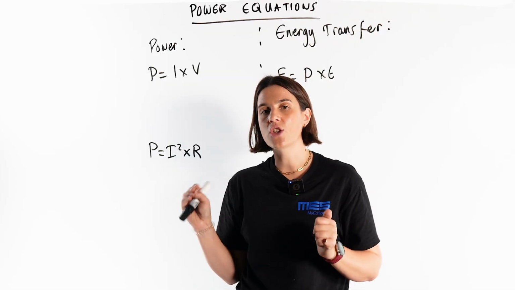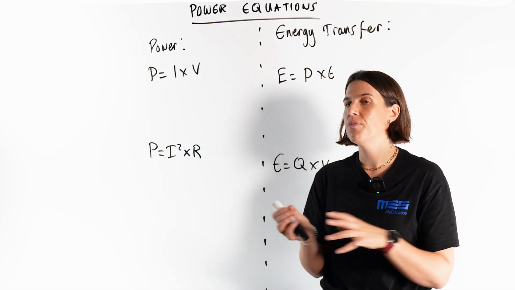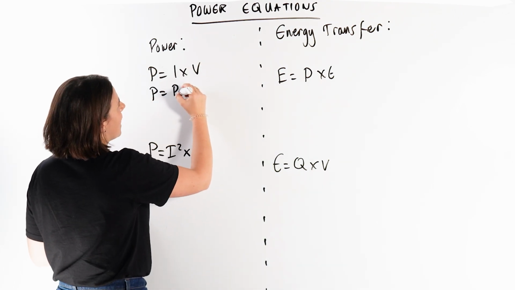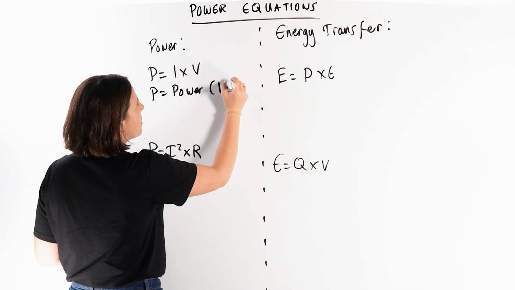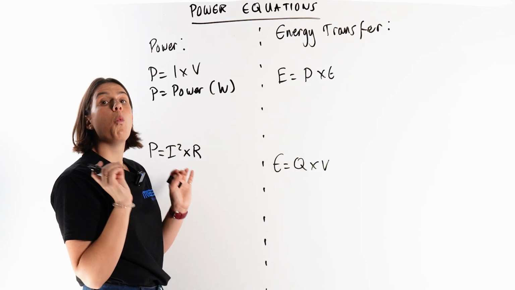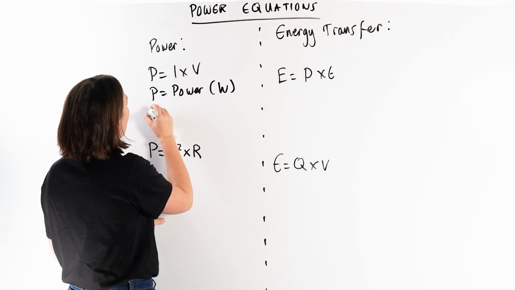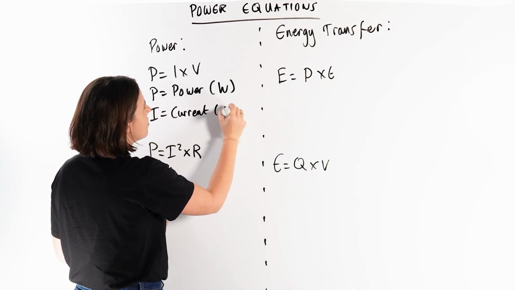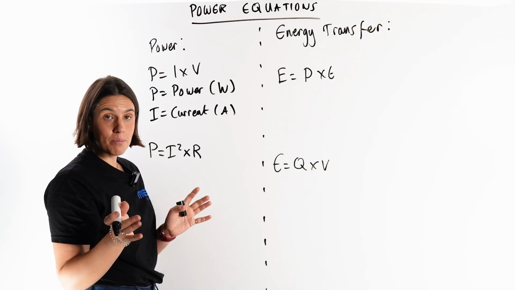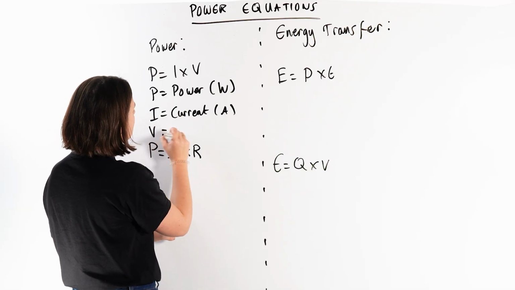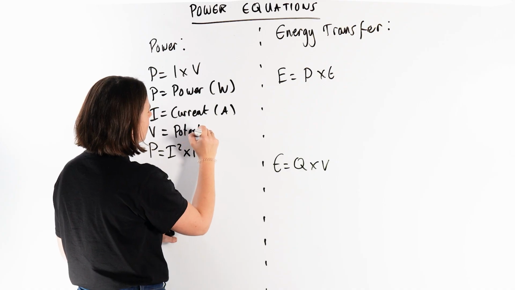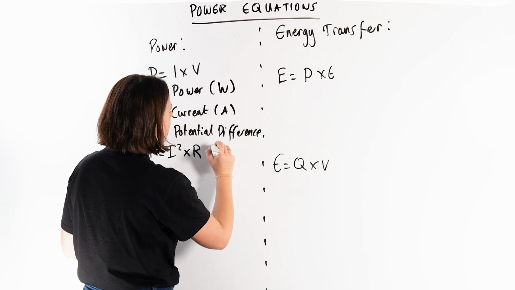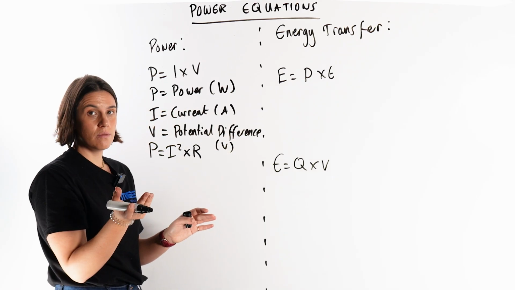So let's start by having a look at our first equation. So P always stands for power, and we measure power in the unit watts. I stands for current, and we measure current in the unit amps. V stands for potential difference, and we measure that in the unit volts.